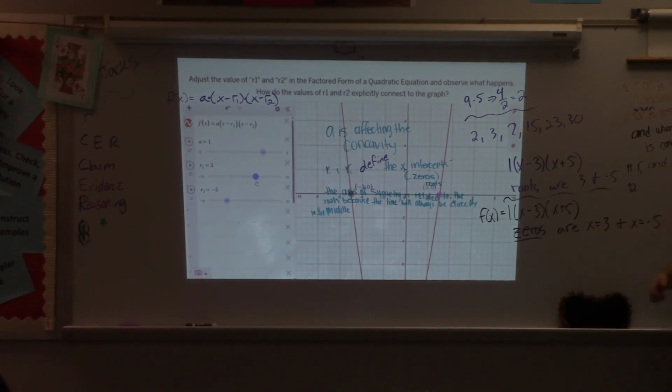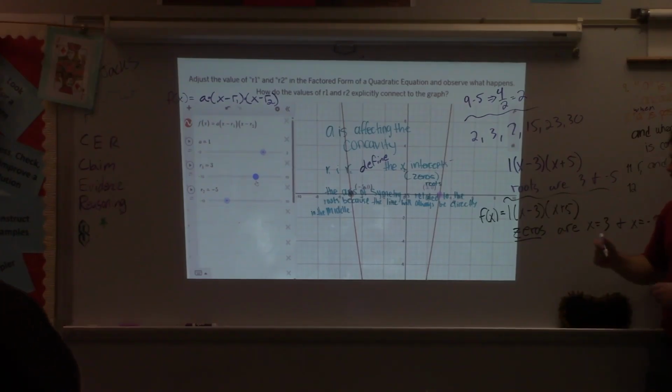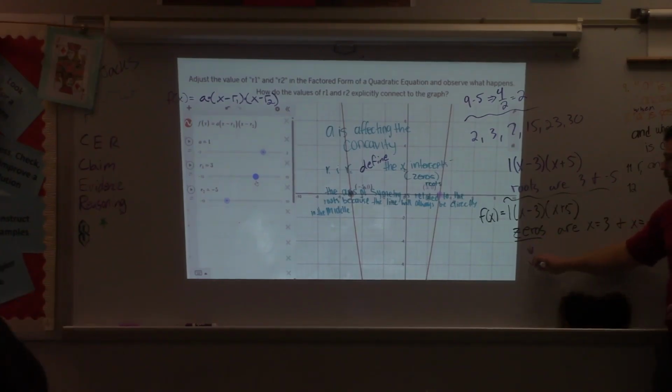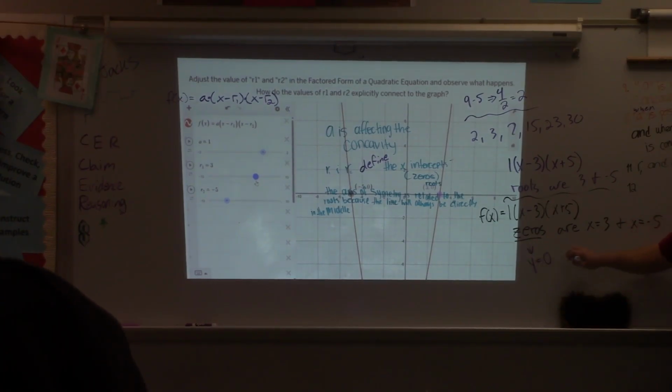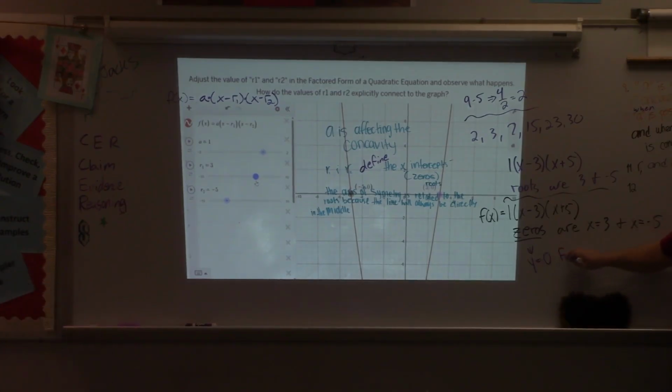A zero, why do we call it a zero? We call things zeros when the y is equal to 0 for the function. Zeros are the x values where the y is 0. That's why it's called a zero, because literally the y is 0. Notice those zeros are going to be the same for the roots, but notice, is this even a function?